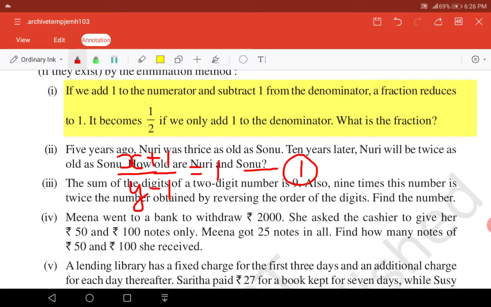Second, it becomes half if we only add 1 to the denominator, meaning the numerator will remain the same and 1 will be added to the denominator, right? So this is the second equation. So what you need to do is simplify these equations and then find the solution of both by using the elimination method. Okay, so let us do this question properly here.